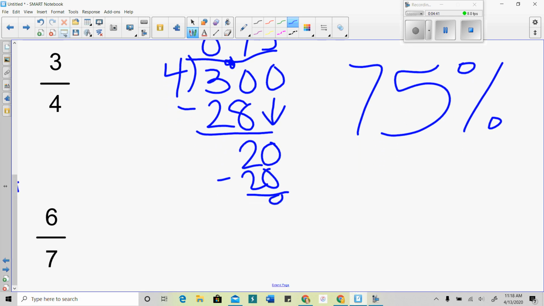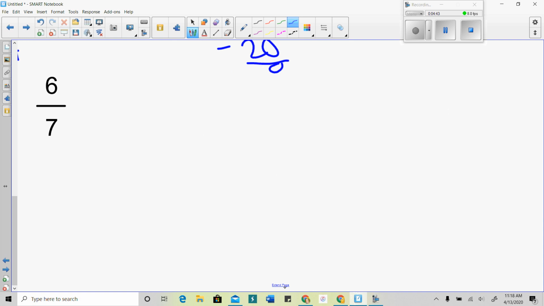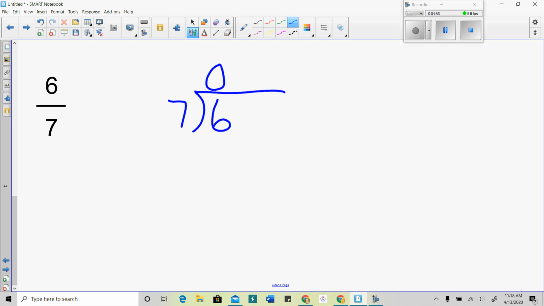Okay, and going on to our last one here. So we've got 6/7. So who's going to go in the house? The 6. Always the numerator. And we are dividing by 7. The number you're dividing by is your divisor. It goes outside. So 7 will not go into 6. We're going to add our decimal to keep going. So 7 will go into 60, what, 8 times? Take away a 56, and we get 4.